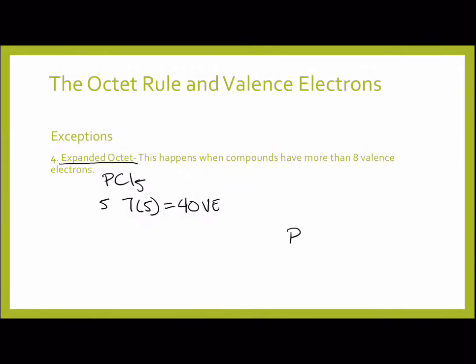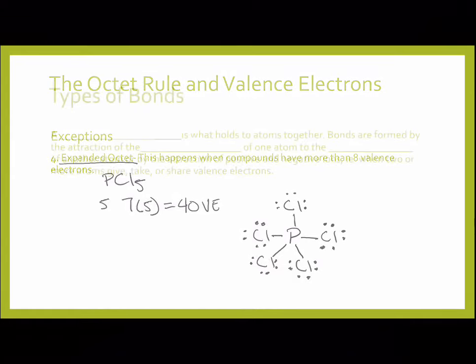So we put our phosphorus in the center and our 5 chlorines around it. And then we can draw a line, and that line will represent 2 electrons and shows that there is a bond. Then we start filling in with our electrons around our chlorines. And so if you count them all, you'll see that there are 40 valence electrons total. Each chlorine has 8, and phosphorus has 10.